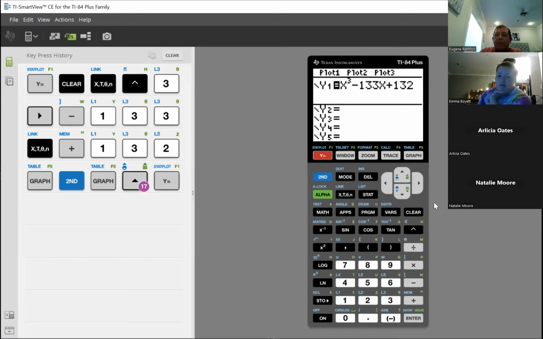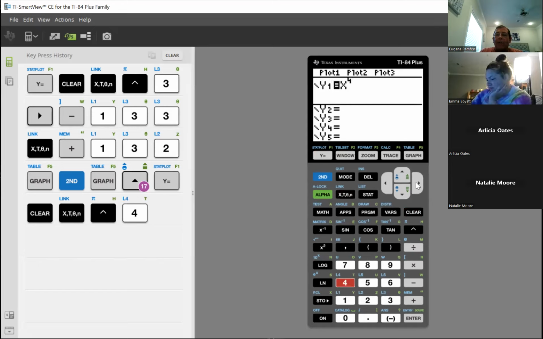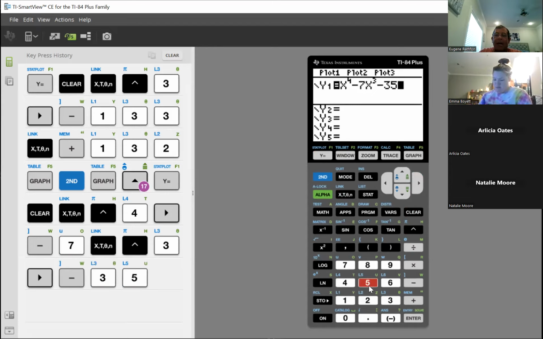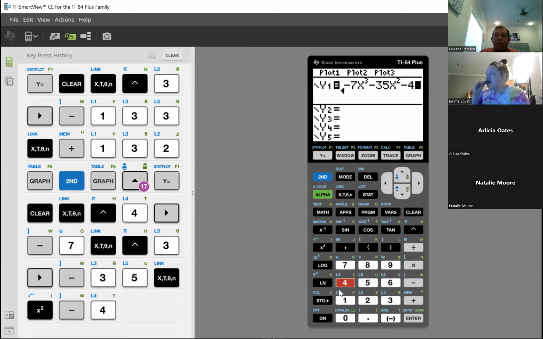So I'm going to go to y equals and clear this out. Then I'm going to put an x to the 4th, arrow down, minus 7x to the third. Arrow down. Minus 35x squared, minus 41x, minus 14.